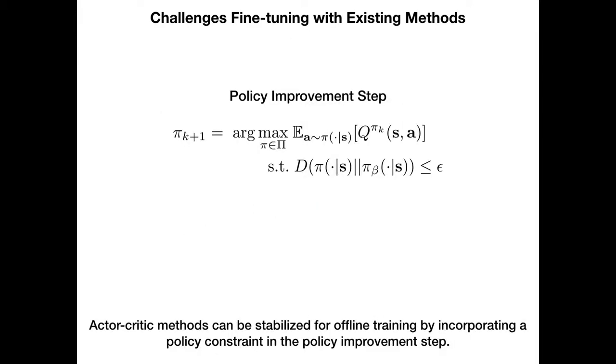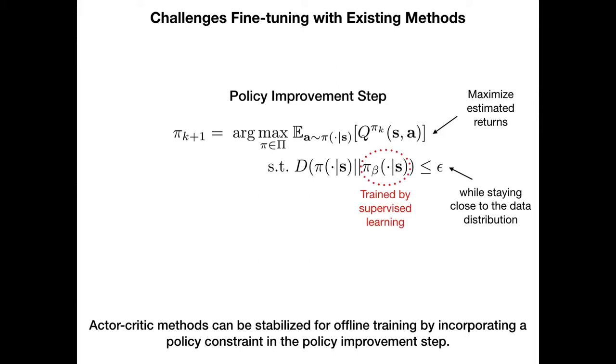Actor-critic methods can be stabilized for offline training by incorporating a policy constraint in the policy improvement step. The standard policy improvement objective maximizes estimated returns. Prior methods have investigated adding a constraint to stay close to the data distribution, which allows successful offline training with actor-critic methods. However, as we'll see next, prior methods have trained a behavior model, pi beta, by supervised learning, which poses a challenge in the online setting.